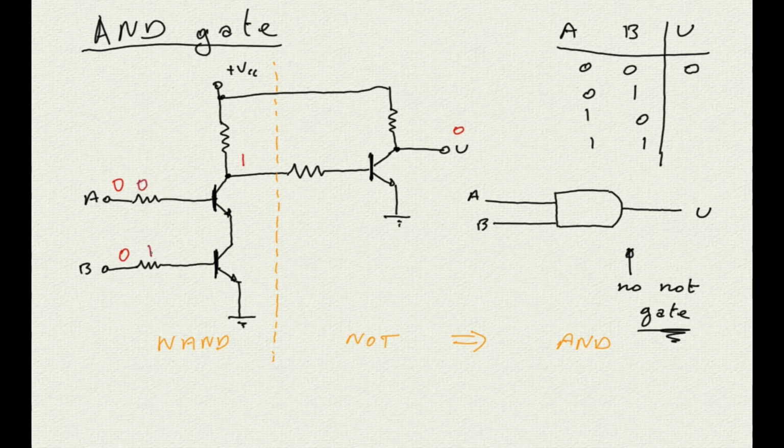With 0 on A and 1 on B, the NAND output will be a 1, and the final output a 0. Similarly, with 1 on A and 0 on B, the NAND output will still be a 1, and therefore the final output will be a 0. And finally, with both inputs at 1, the intermediate output will be a 0, and the actual output a 1. Using Boolean algebra, we can now write U equals A dot B, or equals AB. No NOT symbol on top.